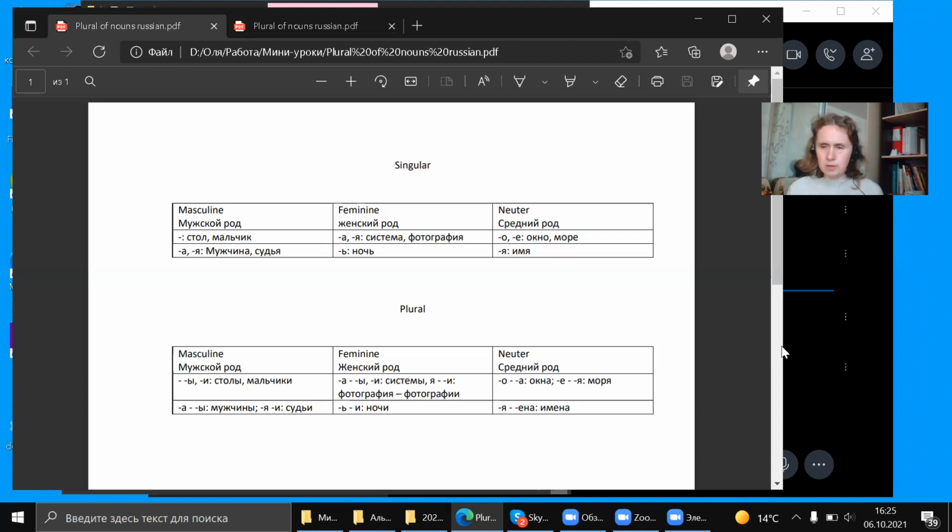Let's say лошадь, a horse. So it ends in a soft sign. It can be either feminine or masculine, because the ones with a zero ending can have a soft sign at the end as well. Well, then we have to check the gender in the dictionary probably, and лошадь is feminine. Now, can you say what the plural form is? Лошадь, лошади. Okay.